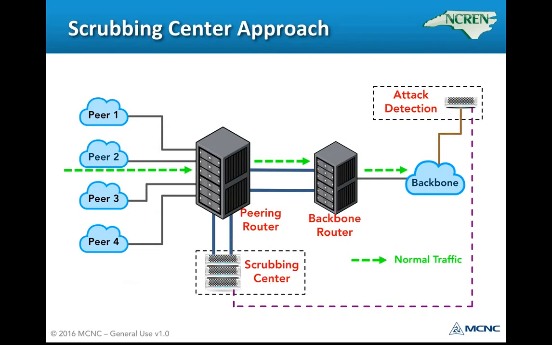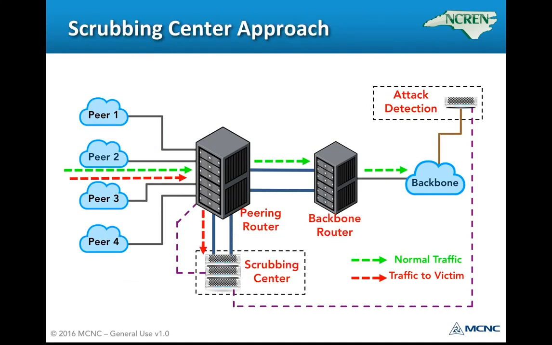We can do traffic diversion there at the peering router so that traffic destined for the victim gets diverted into the scrubbing center. The way this works is that traffic coming into the victim is listed in red, and through BGP FlowSpec, we would place a rule on the peering router that, instead of sending it on through to the backbone, would divert that traffic into the scrubbing center.